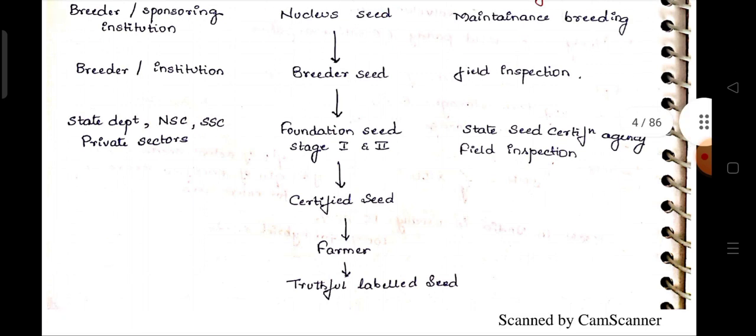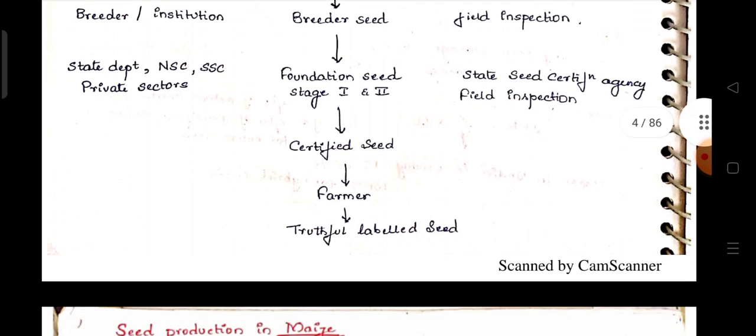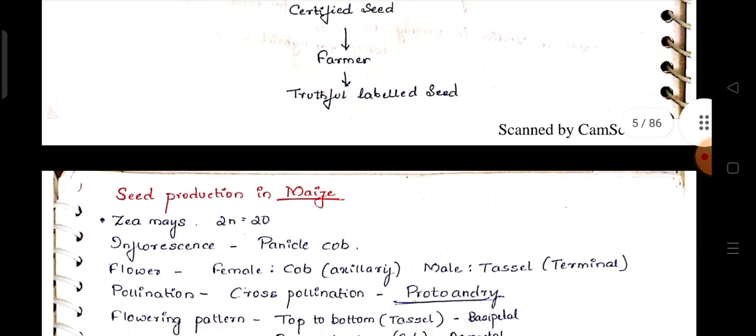Then certified seeds are given to the farmer, and farmers can again multiply or make a cross with other seeds, and they can even sell it as truthfully labeled seeds. From here onwards it is the farmer's responsibility.